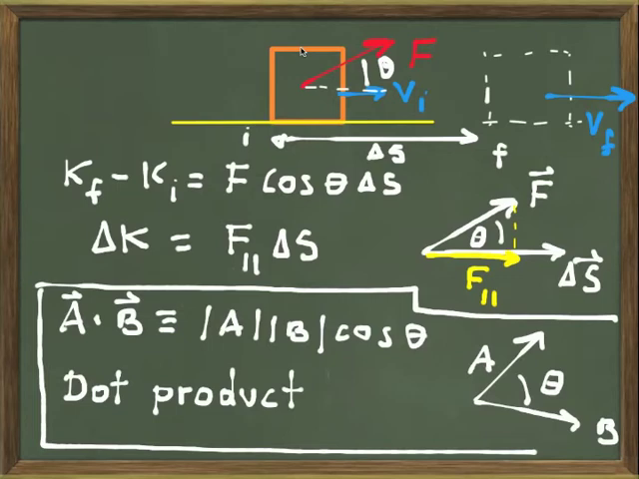This F parallel delta S, or F cosine theta delta S, there is a definition in math about the dot product between two vectors. That definition says that if I have vector A and B, as you see in the picture, A pointing in one direction, B in another, if the angle between them is theta, then I define this operation A dot B. It's a sort of funny multiplication, right? With vectors, you can't just multiply the vectors, one times the other, because they have directions. So this is a kind of funny multiplication where you multiply the magnitudes, but you throw in the cosine of the angle between them. Okay? That's called the dot product.